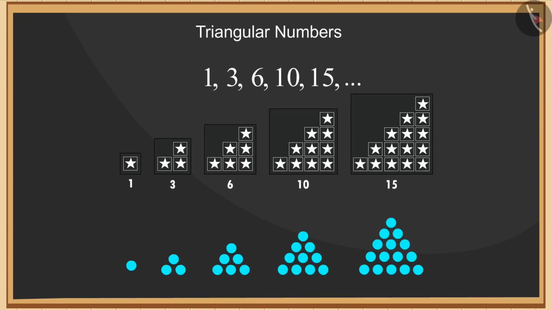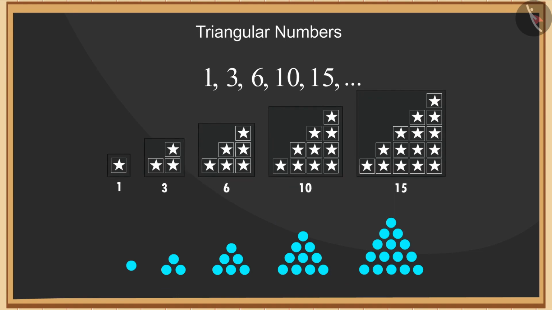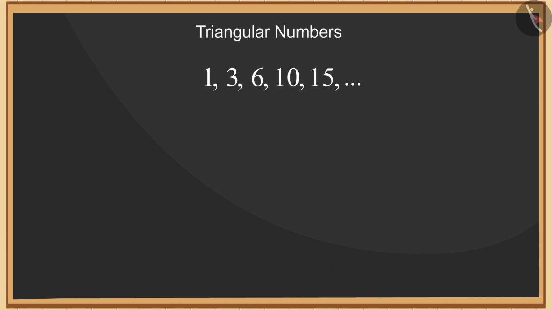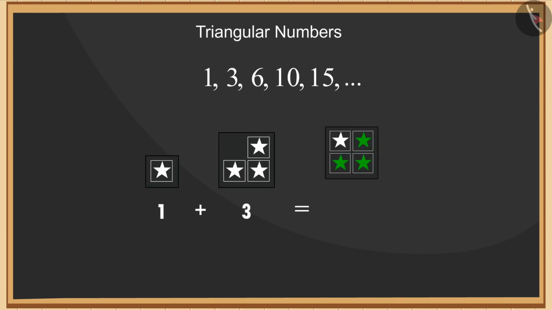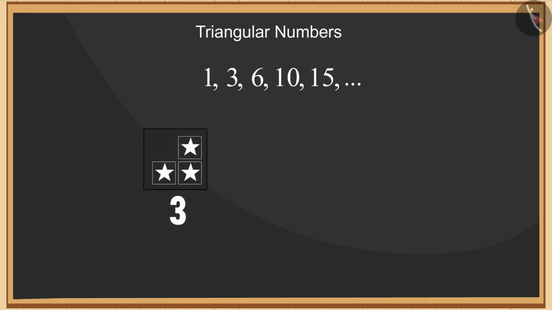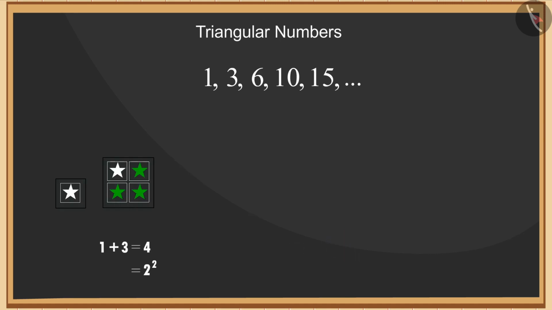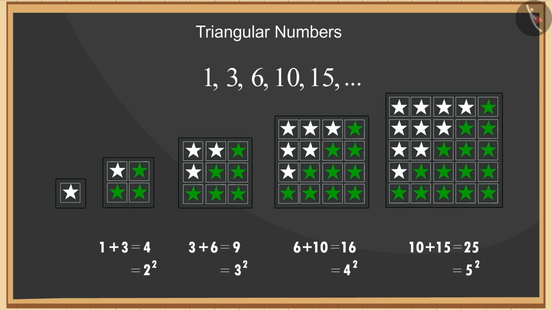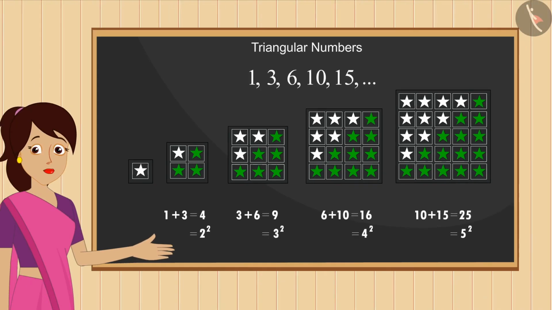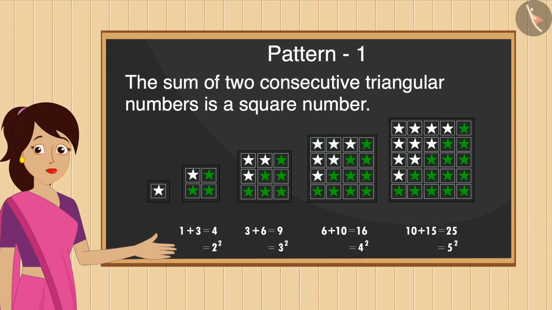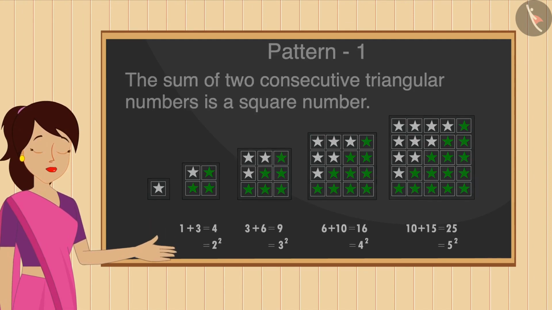Do you see any other patterns here? Let us try to add these consecutive triangular numbers. Adding 1 and 3 gives us 4, which is the square of 2. By adding 3 and 6, we get 9, which is the square of 3. We observe that consecutive numbers of this sequence combine to form a square pattern. Therefore, we can say that adding two consecutive triangular numbers gives us square numbers.